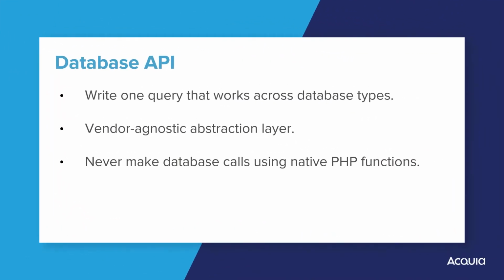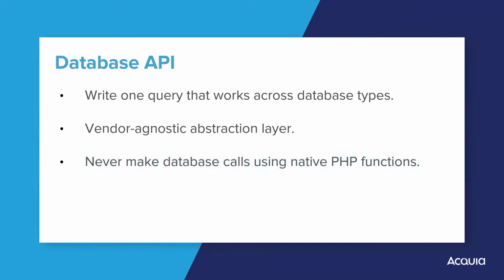If you come from a background where you've queried the database directly using native functions like MySQL query or Postgres query, then the Drupal database API might seem a little strange at first. The goal of the API is to allow developers to write one query that will work across multiple types of databases. The Drupal database API provides a standard, vendor-agnostic abstraction layer for accessing database servers. In fact, unless you are developing Drupal core APIs, you should almost never be making database calls directly.